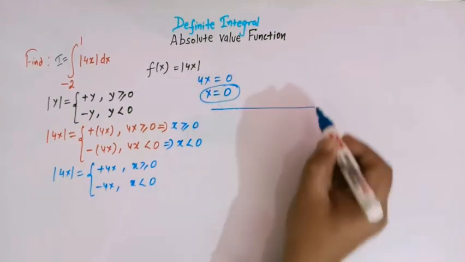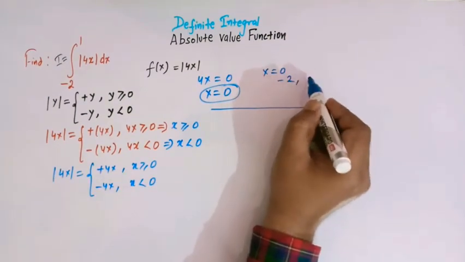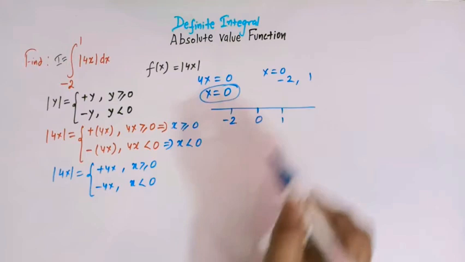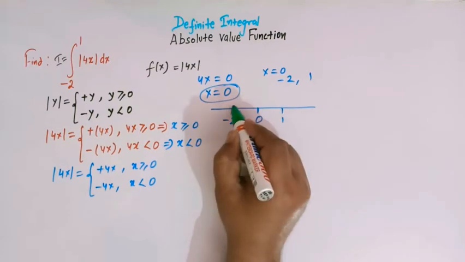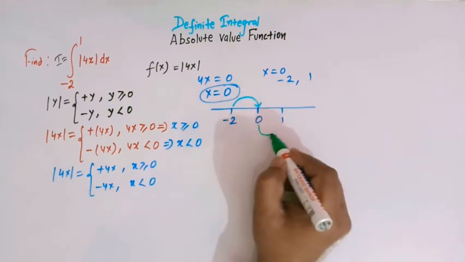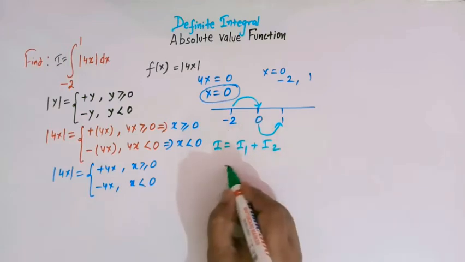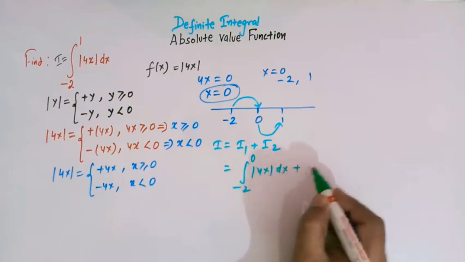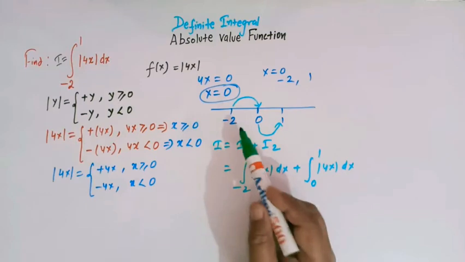So now if we plot these points, that is x is equal to 0, the lower limit -2 and the upper limit 1, so here we have 0, here we have -2, and here we have 1. So our breaking point lies between -2 and 1, so we'll break the integral from -2 to 0 and then from 0 to 1. So now I can be written as I1 plus I2, where I1 is the integral from -2 to 0 of mod of 4x dx, and I2 is the integral from 0 to 1 of mod of 4x dx.